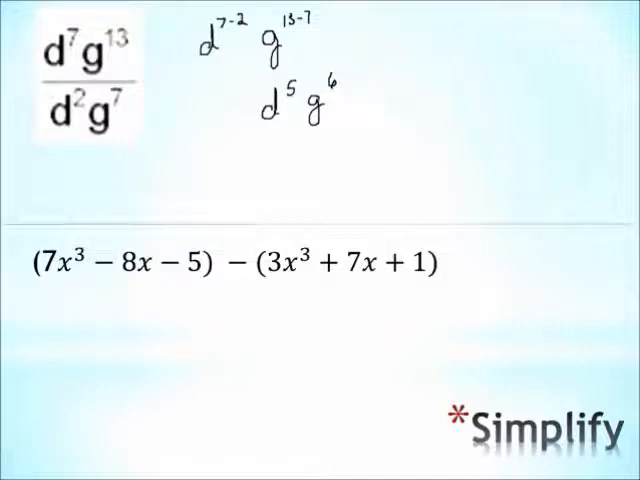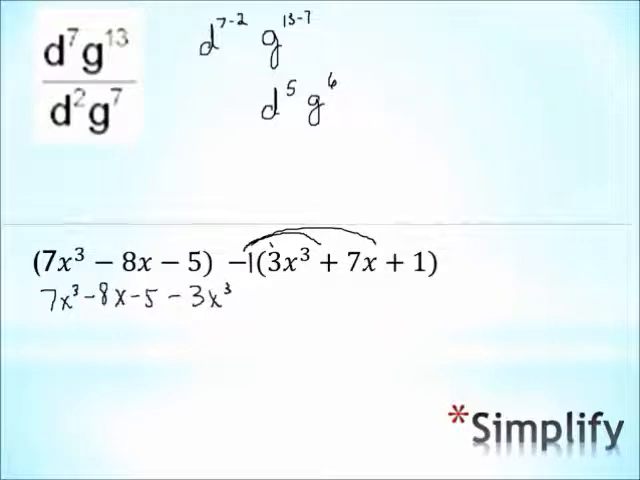On this next problem, we have a trinomial, subtracting a trinomial. So since we're subtracting, we're going to place a -1 here, and we're going to distribute that -1 to everything and rewrite the problem. So we have 7x cubed minus 8x minus 5 minus 3x cubed minus 7x minus 1.